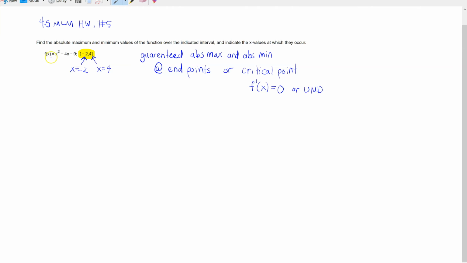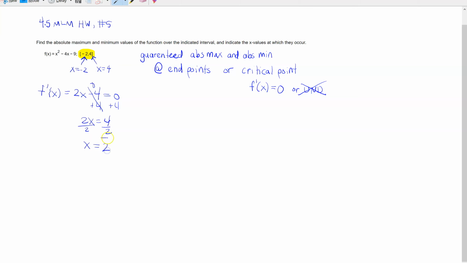But in this case, our function is a polynomial. It's continuous everywhere. It's quadratic. It'll never be undefined. So let's go ahead and find the critical point. I'm just going to take the derivative of my function using my power rule, and then I'm going to set that equal to 0. And when I do that, let's see what we get. Boom. 2x is equal to 4, so x is going to be 2.